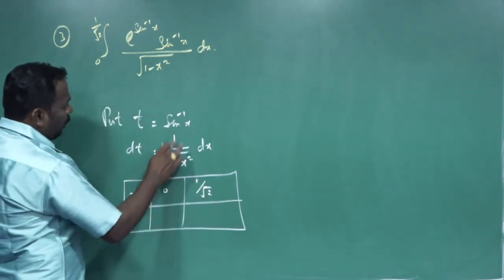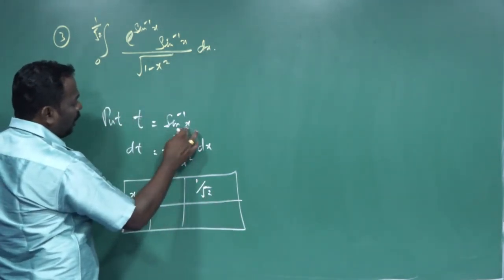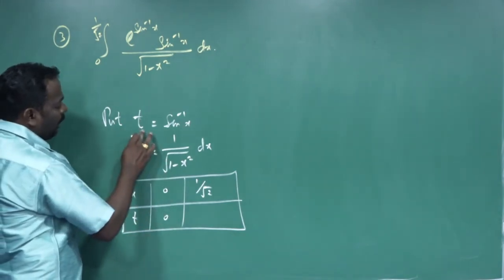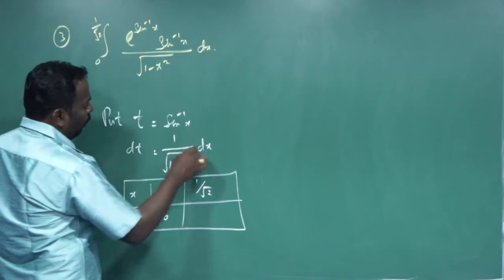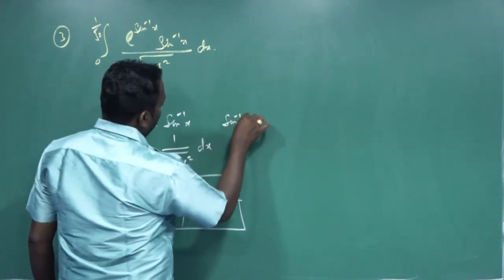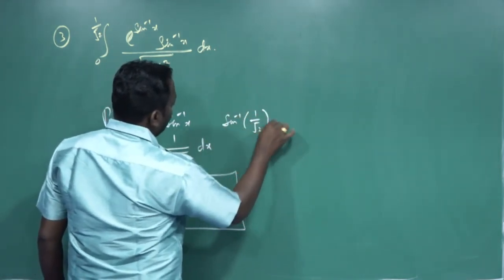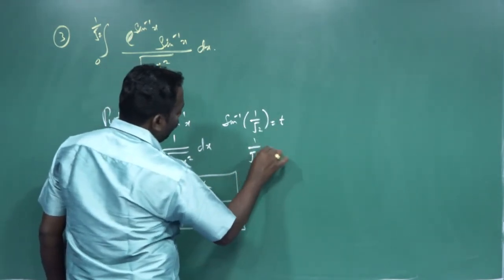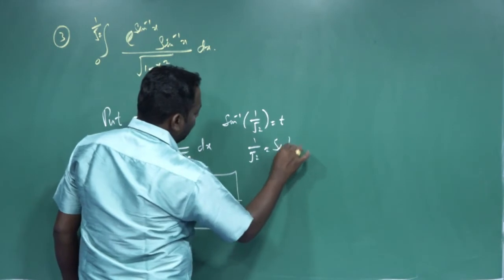Then put x equal to 0 in t: sin inverse of 0 is equal to 0. Then put x equal to 1 by root 2: sin inverse of 1 by root 2 is equal to t. Now transfer the term, so 1 by root 2 is equal to sin t.